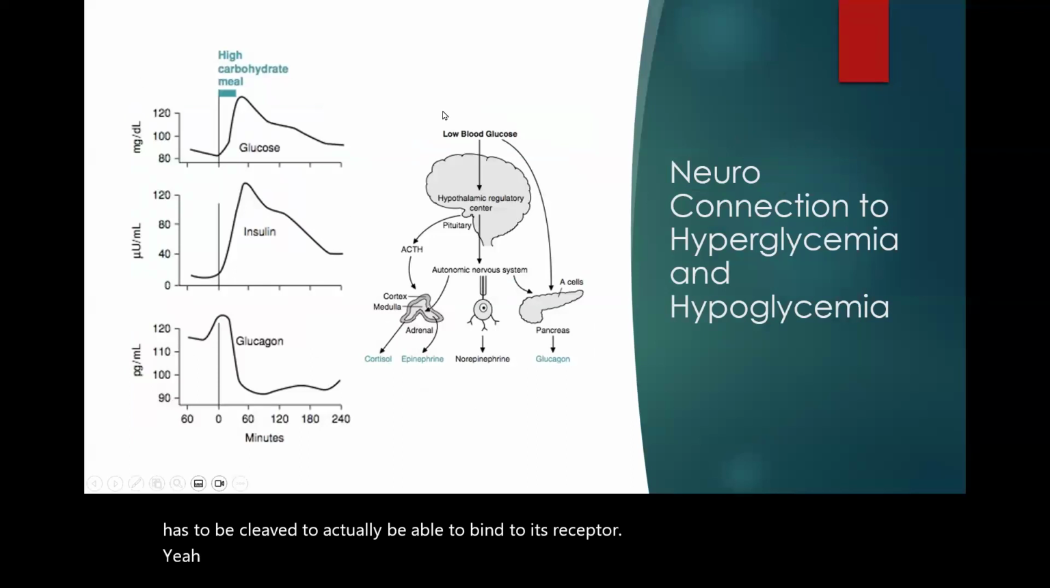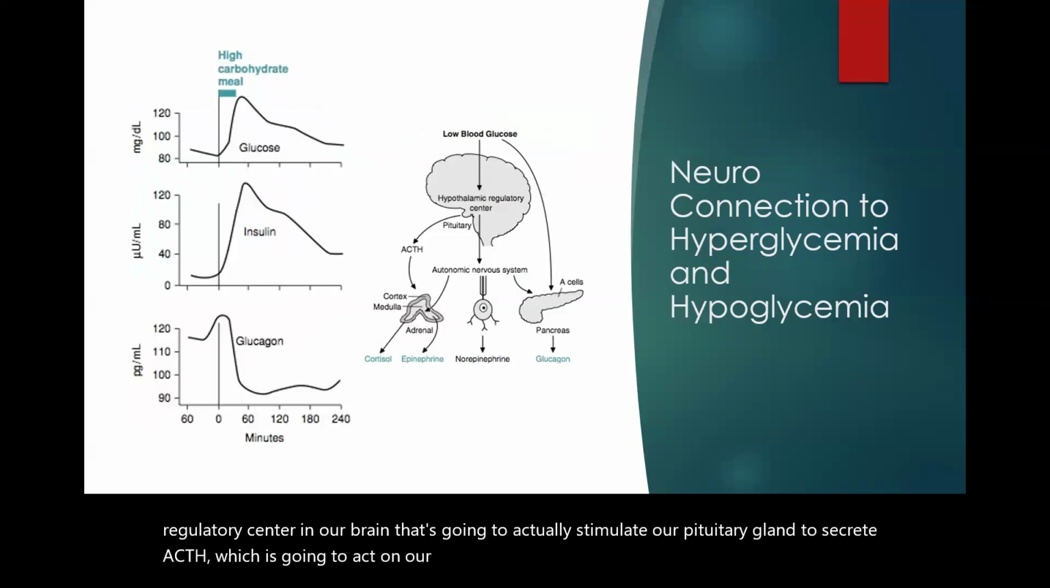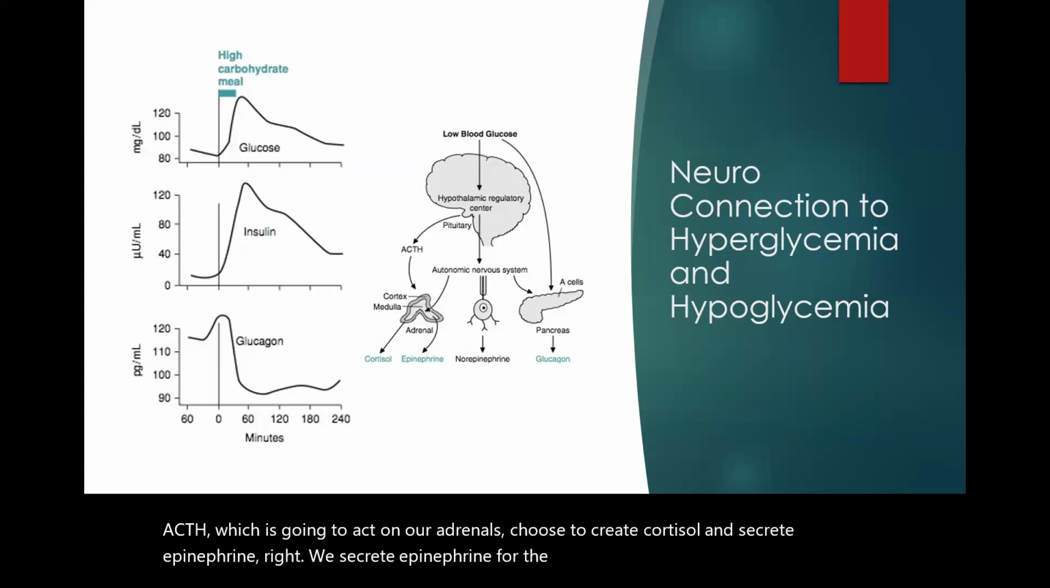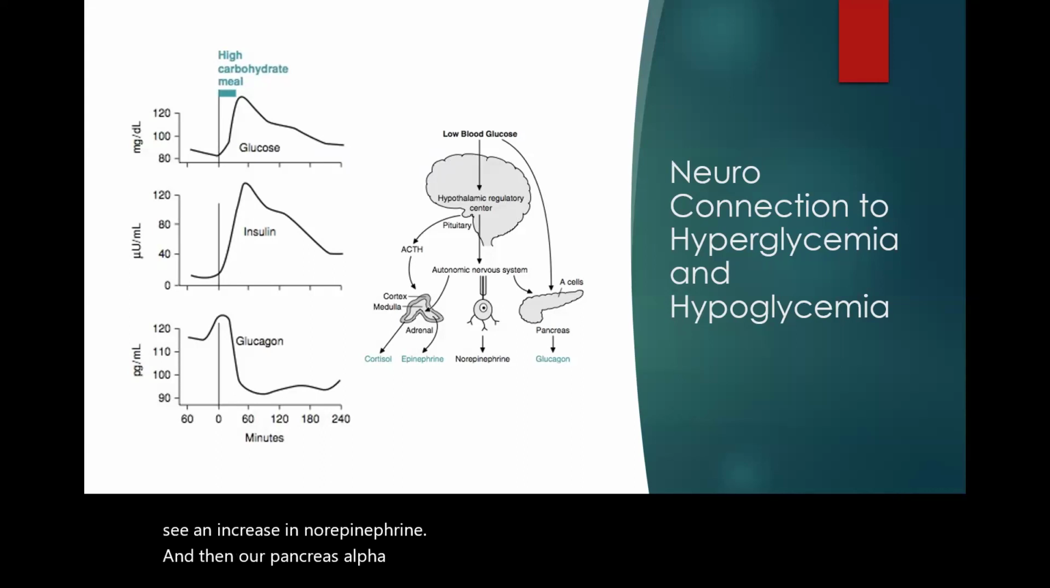Neurologically, when we are in a hypoglycemic state, we have a hypothalamic regulatory center in our brain that's going to stimulate our pituitary gland to secrete ACTH, which is going to act on our adrenals to secrete cortisol and epinephrine. Right, we secrete epinephrine from the medulla, cortisol from the cortex, and we'll actually look at cortisol secretion here soon. Our autonomic nervous system will see an increase in norepinephrine, and then in our pancreas alpha cells, we see an increase in glucagon.